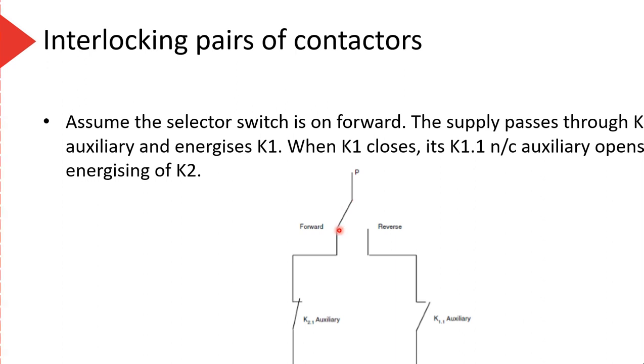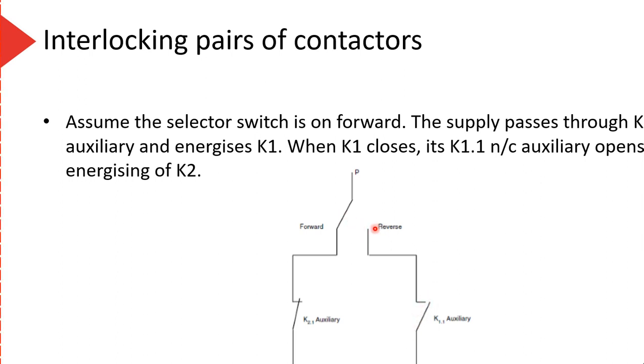So if I put my switch in the forward position, I'll have power. That K1 will be on, and therefore this will be open. So both of these will be normally closed contacts. So as long as this coil is powered, this contact remains open. So I physically cannot turn that coil on. It can't happen because this will be off.